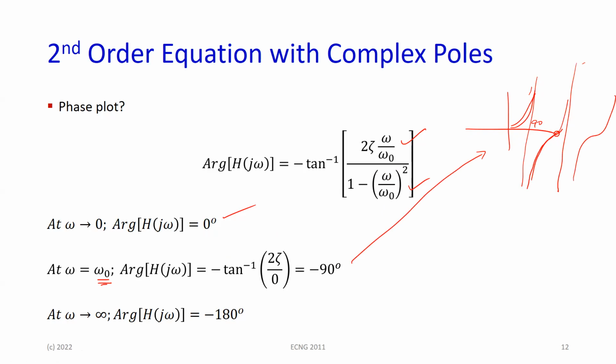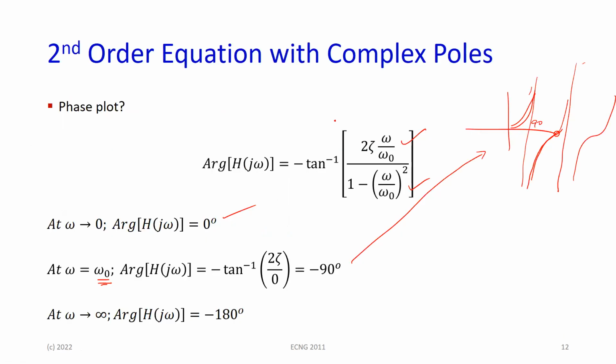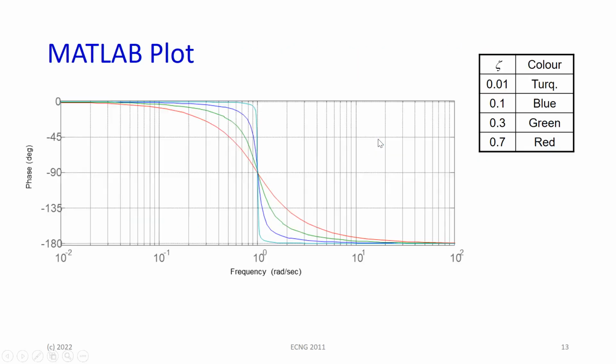So the argument plot for the second order looks something like these lines here, again depending on the value of the damping factor. Notice that the damping is inside of here as well. When the damping is 0.7, we have this red line here. It starts at 0 and goes all the way down to minus 180. And when the damping is very close to 0, like 0.01, it stays, and then very sharply changes from 0 to minus 180.